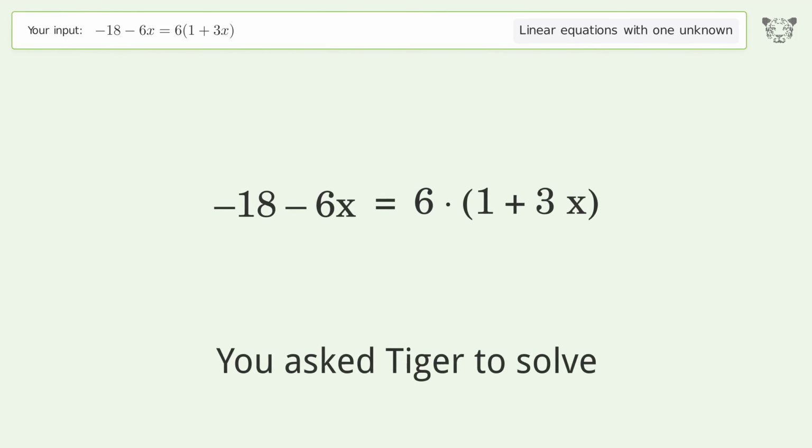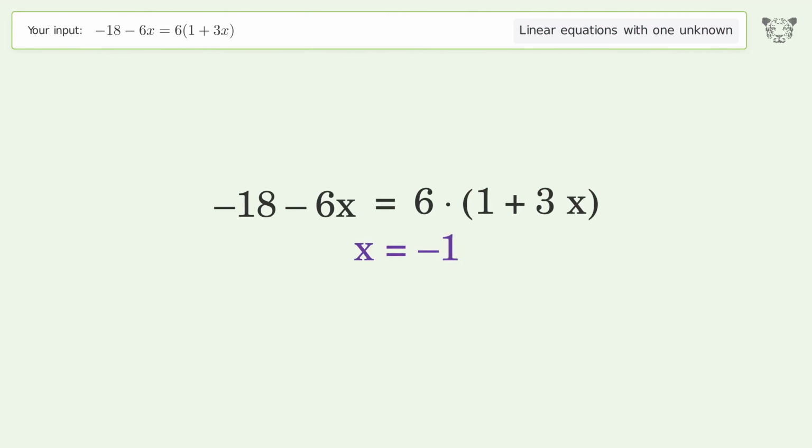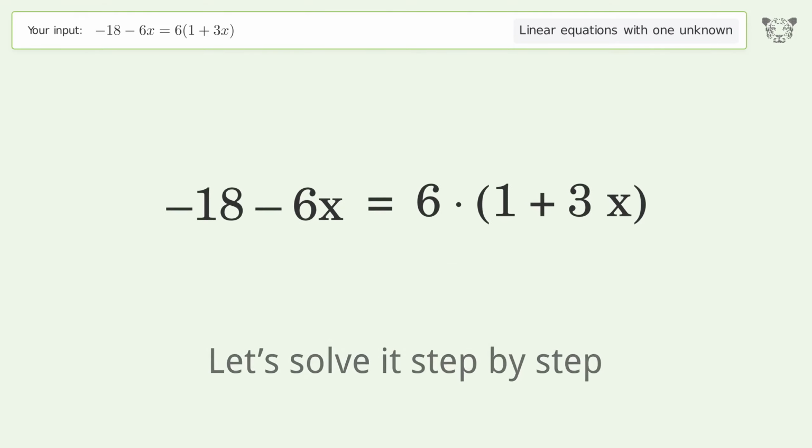You asked Tiger to solve this. It deals with linear equations with one unknown. The final result is x equals -1. Let's solve it step by step.